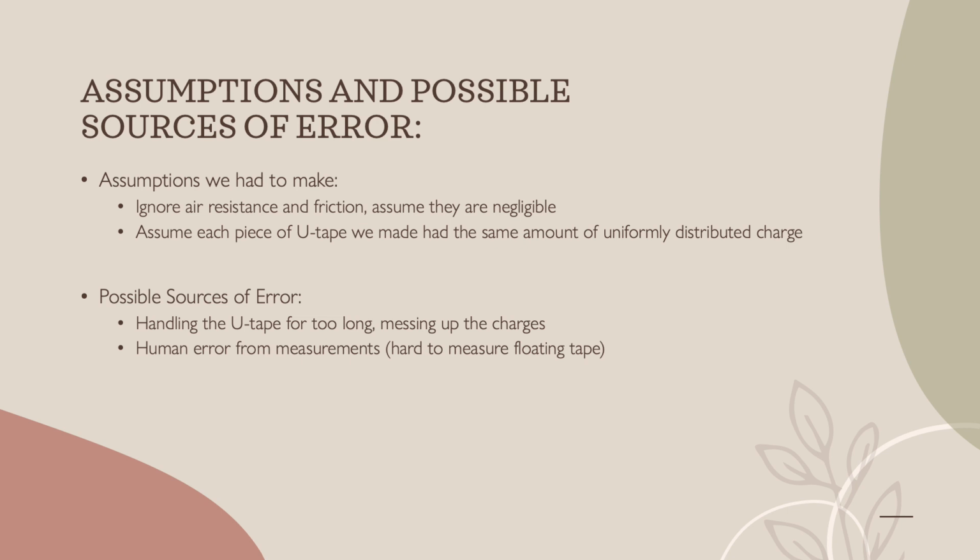Some assumptions and possible sources of error in this lab, very similar to last week. Some assumptions we had to make are that we had to ignore air resistance and friction, assuming that they are negligible in this situation. And we also had to assume that each piece of U-tape we made had the same amount of uniformly distributed charge. And then some possible sources of error were just handling the U-tape for too long and messing up the charges, like with our hands or with the table, the stools, anything like that. And then also just human error from measurements because it was hard to measure the floating tape.